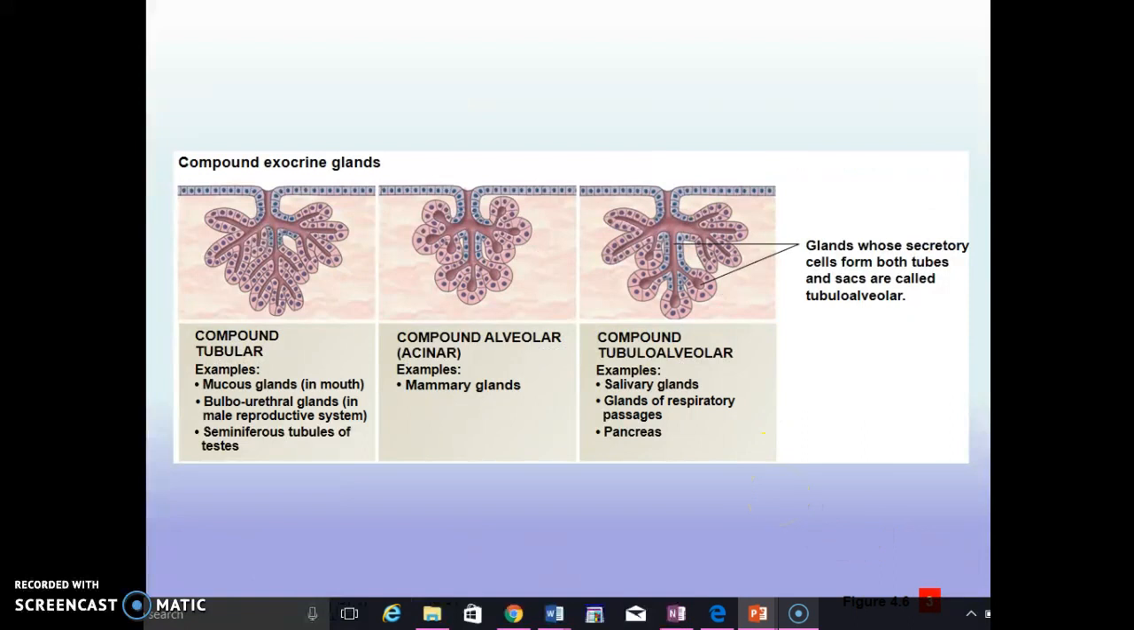The compound exocrine glands, again, look at the blue versus the pink. The blue ducts are not a simple duct, but a compound duct. So we have compound tubular, compound alveolar, and you can see those sac-like glands there, and compound tubulo-alveolar, which is a combination of tubular and alveolar.